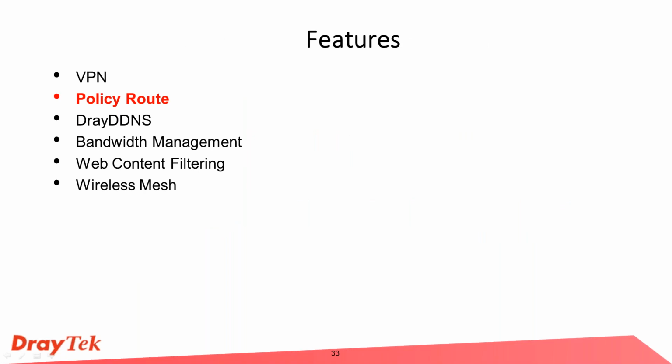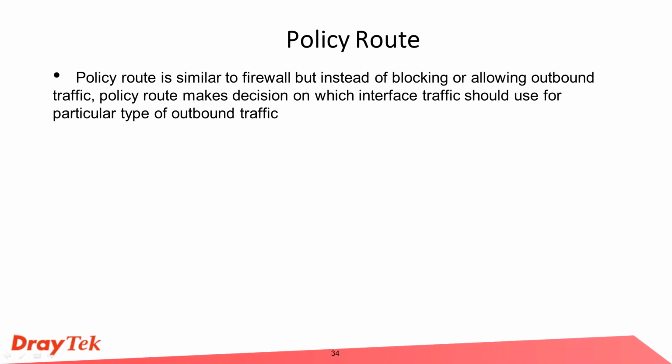Okay, we're going to need to speed up a bit because it's taken a little bit longer. So policy route is similar to firewall, but instead of blocking or allowing traffic, policy route makes decisions on which interface traffic should use for outbound traffic.